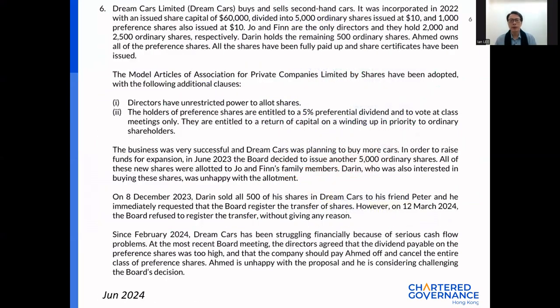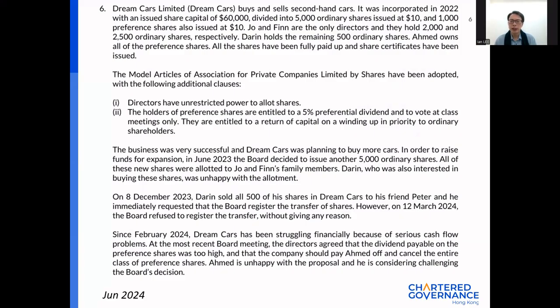Okay, so now let's look at each one of these questions one by one, starting with question 6 of the June 2024 exam, section B. So we have a company called Dream Cars Limited. It sells second-hand car, incorporated in 2022 with issued share capital of 60,000, divided into 50,000 ordinary shares at $10 and 1,000 preference shares issued at $10.